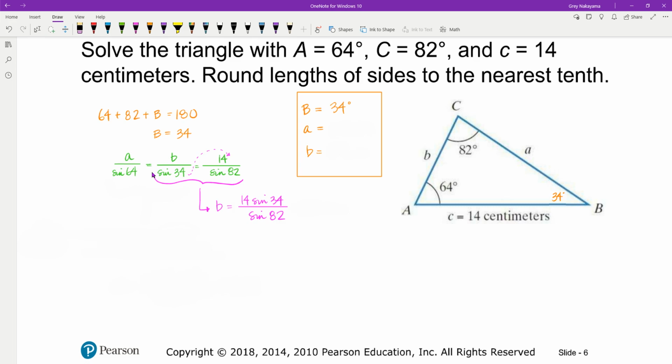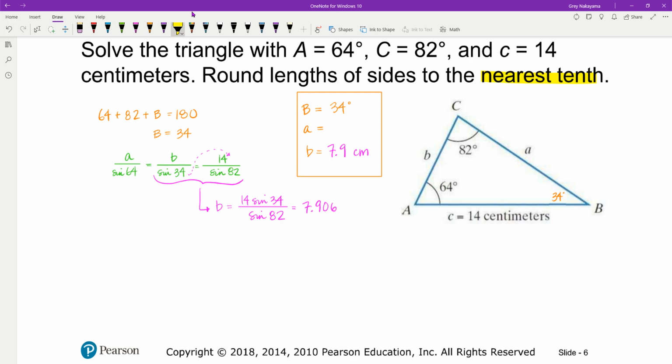We are in degrees. Put it in your calculator, and you get 7.906. Now, if we are rounding our answers, y'all, to the nearest tenth, that means the answer that I'm going to put in my answer box is going to be 7.9 centimeters, but I have to carry 7.906 through the problem.